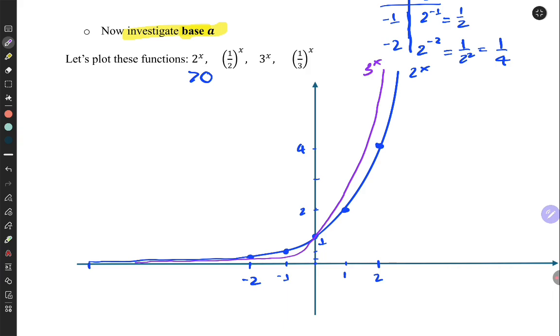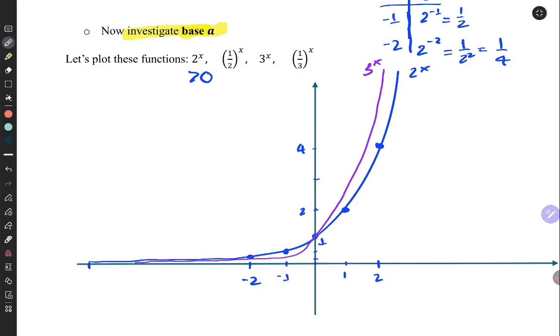And one thing about 3 to power x, it increases faster. Okay, bigger base, you can see the analogy, right? The smaller the base, you increase slower. The higher the base, you increase faster.